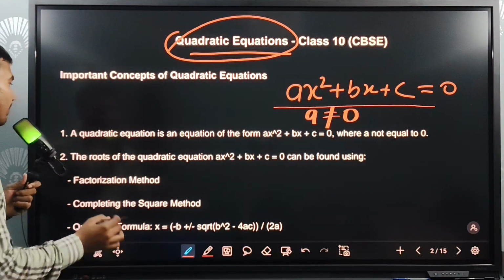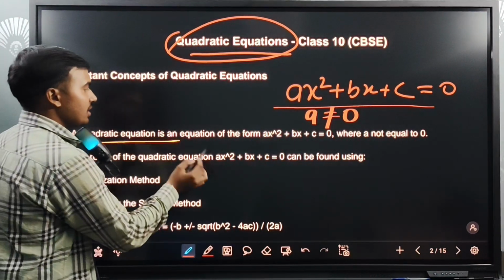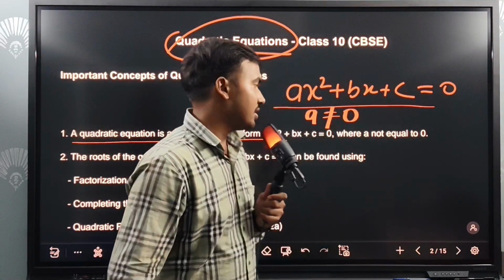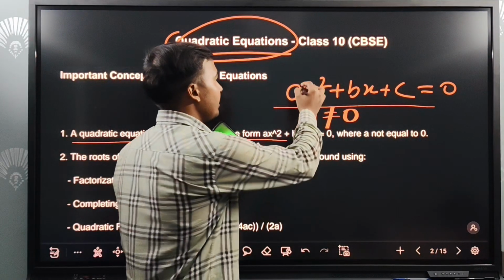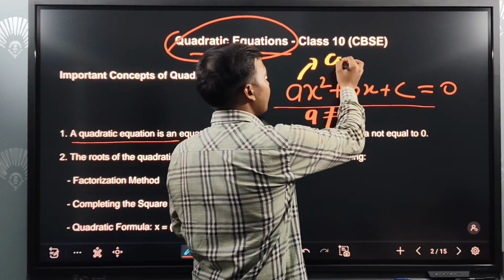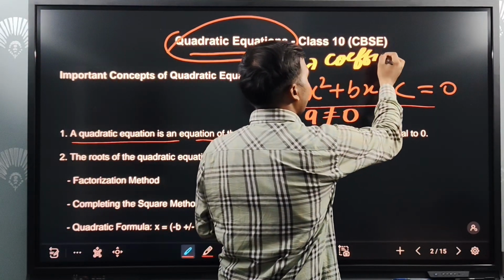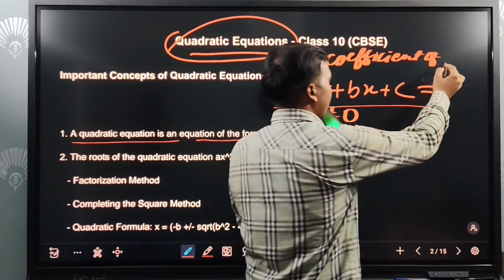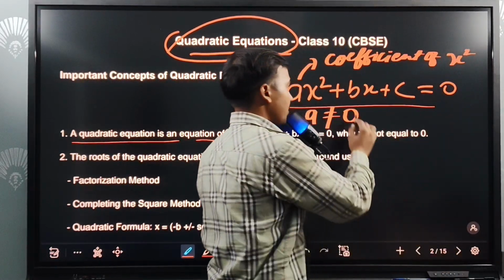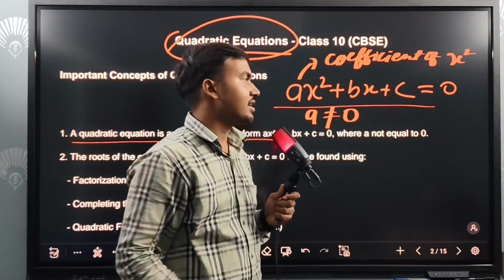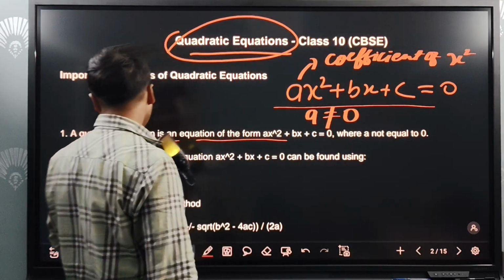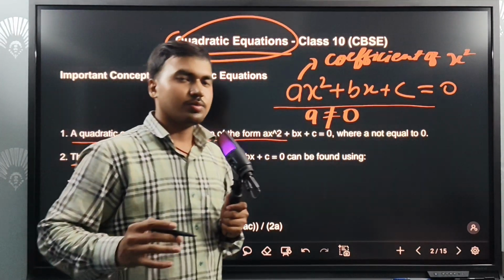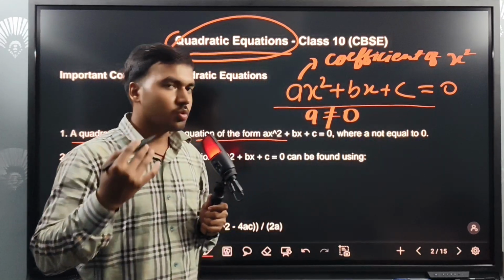You can see over here also, a quadratic equation is an equation of the form ax square plus bx plus c. Here a is said to be the coefficient of x square, b is the coefficient of x, and c is the constant term. In the next section we will discuss its roots.